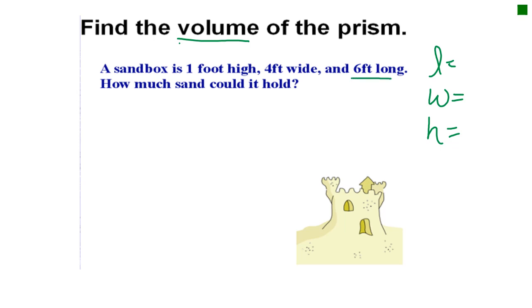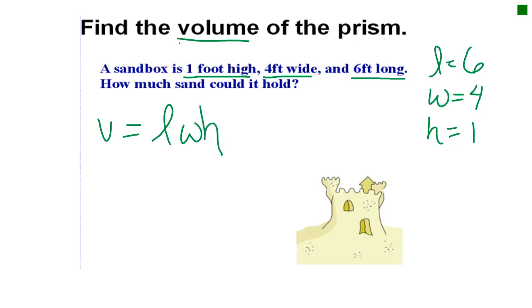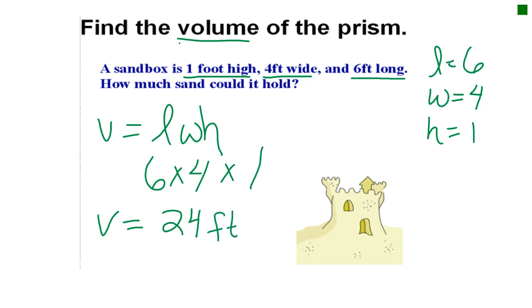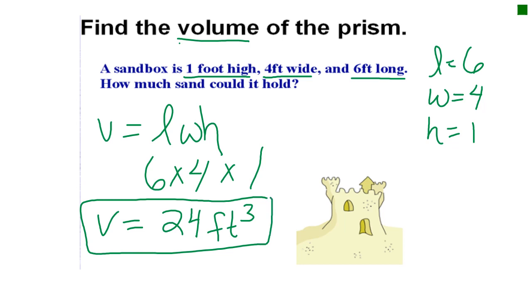The length is actually listed last, so that's 6 feet or 6. The width is in the middle here, the 4 feet wide, so 4, and the height is 1 foot high, so 1. So my volume formula, again, is just length times width times height. I substitute in these values, so 6 times 4 times 1. Well, 6 times 4 is 24, times 1 is still 24. So the volume is 24, this is feet cubed. And there you have it. Pretty easy.